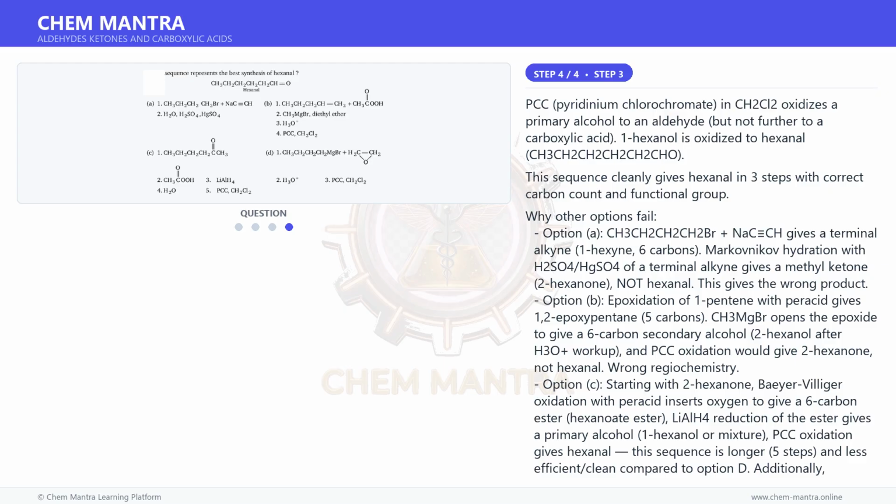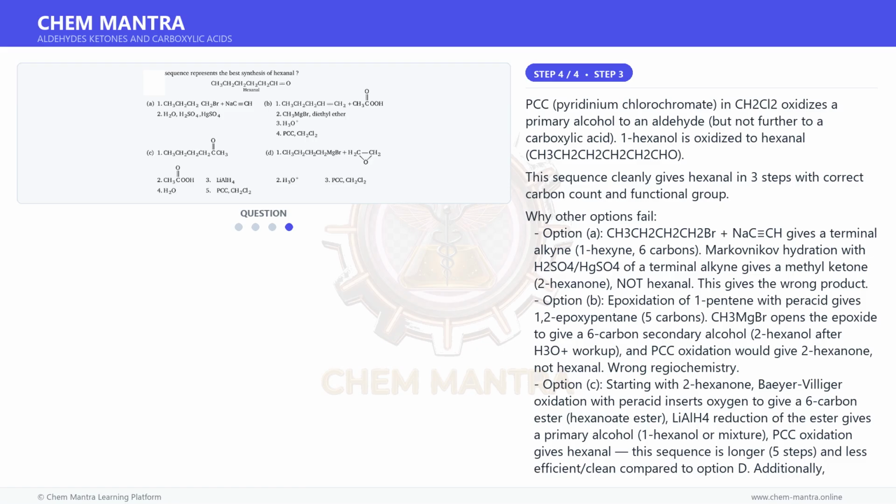And for the final step, PCC, pyridinium chlorochromate, in CH2Cl2 oxidizes a primary alcohol to an aldehyde, but not further to a carboxylic acid. 1-hexanol is oxidized to hexanal, CH3CH2CH2CH2CH2CHO. This sequence cleanly gives hexanal in 3 steps with correct carbon count and functional group.